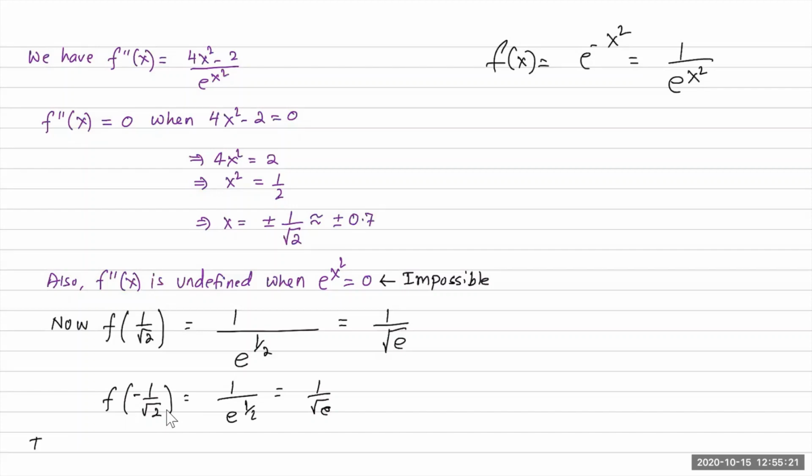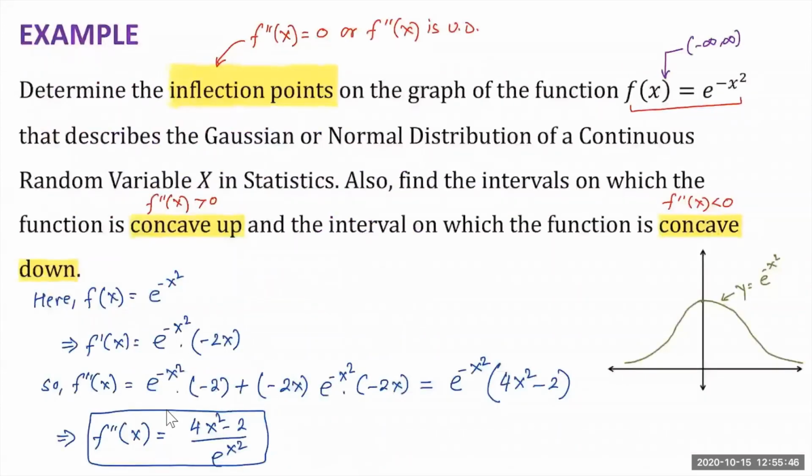So the inflection points are plus or minus 1 over square root of 2, and the y value is always the same, 1 over square root of e. So those are the inflection points. If you want to show them on the graph, these are the points here. Oh, hold on.